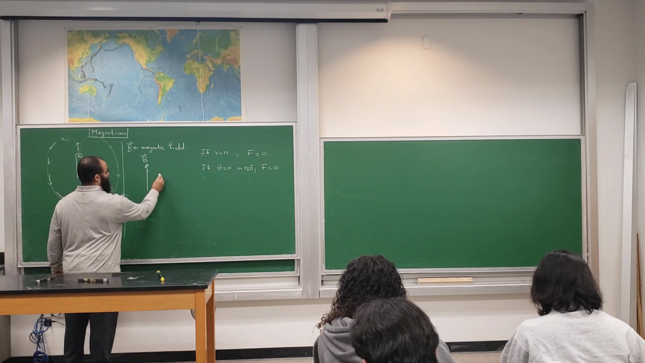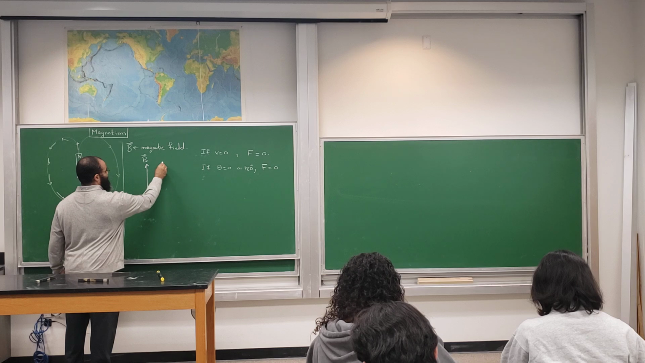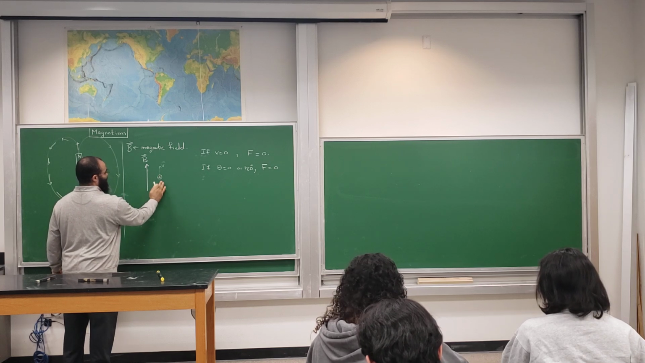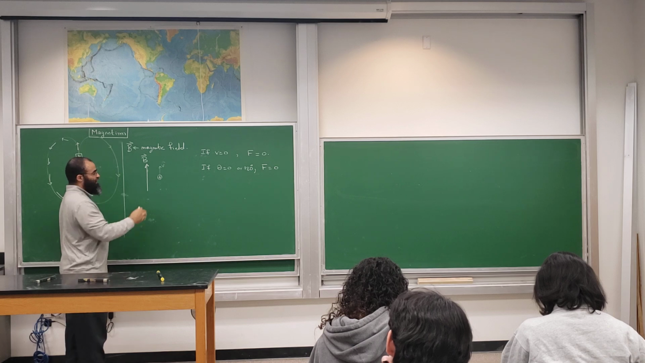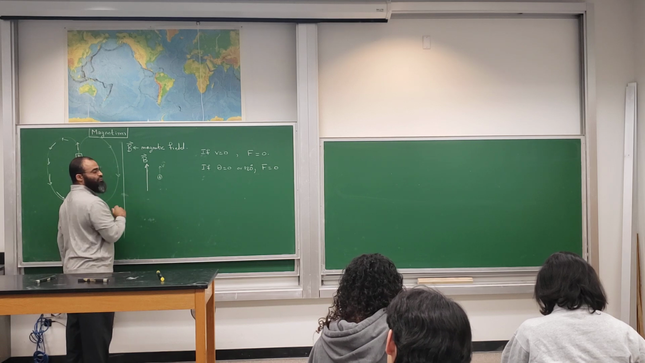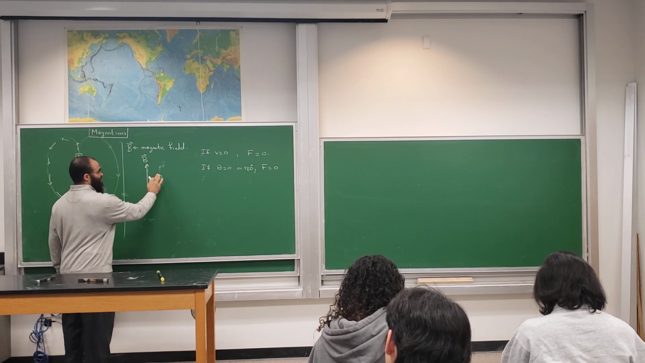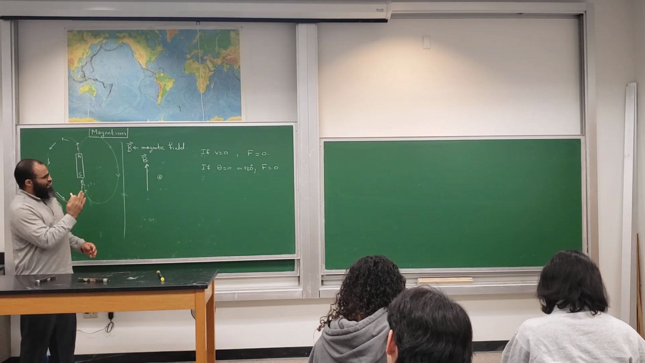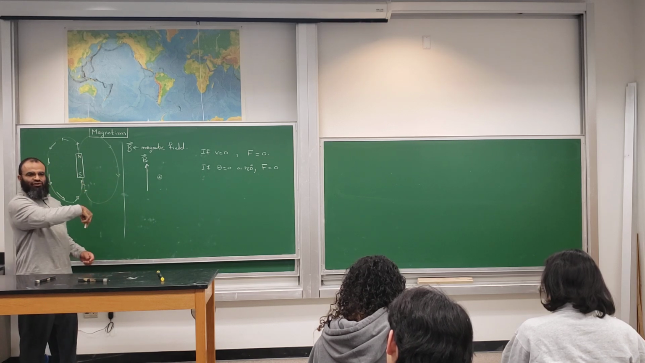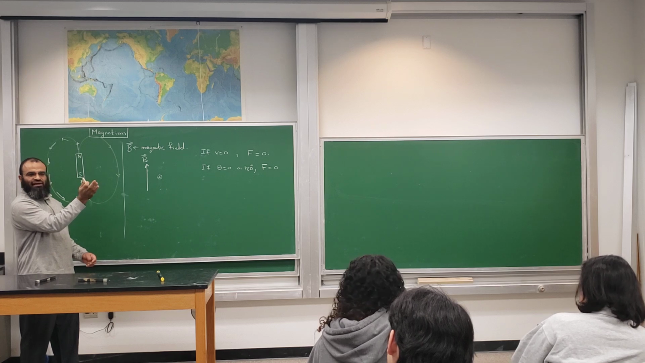Theta is the angle that the velocity makes with the magnetic field. If the velocity is in the same direction as the field, it's 0. If it's opposite to the field, it will be 180. Okay, this way there is no force. What if I orient it at a different angle?